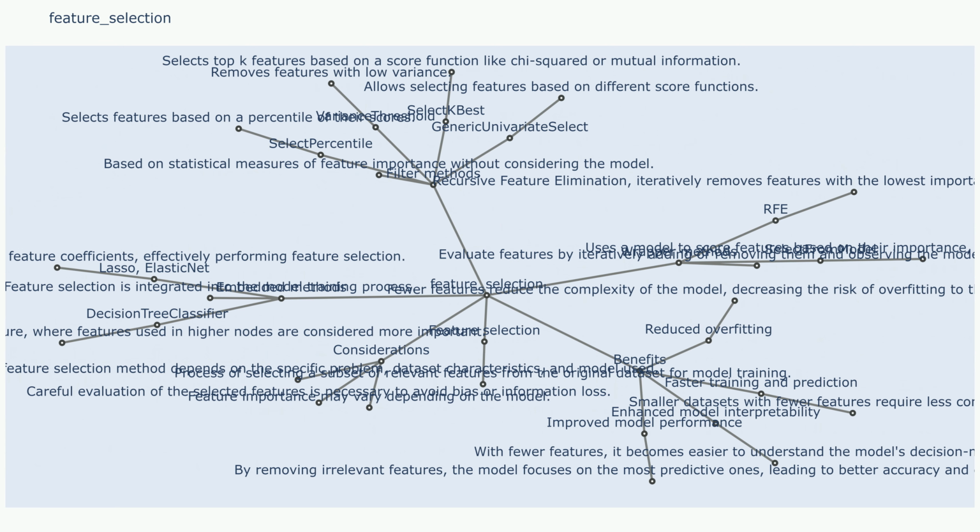Sequential feature selection. SFS iteratively adds or removes features based on the model's performance, considering combinations of features. Forward selection starts with an empty set and adds features one by one. Backward selection starts with all features and removes them one by one.